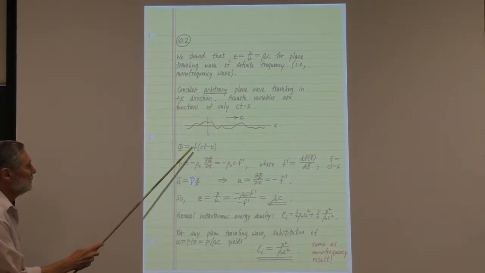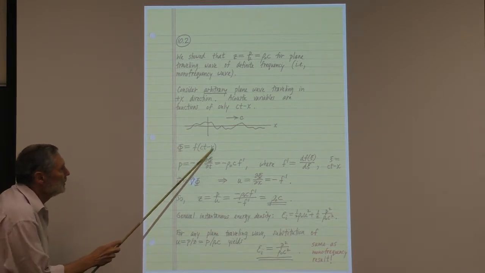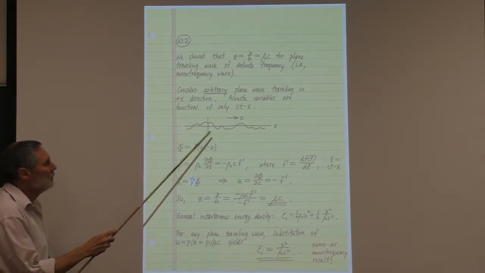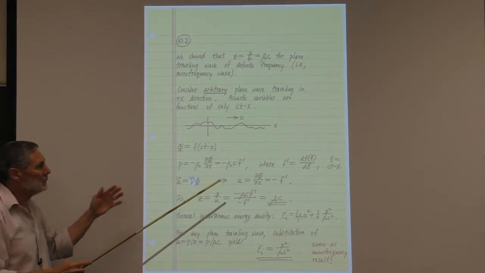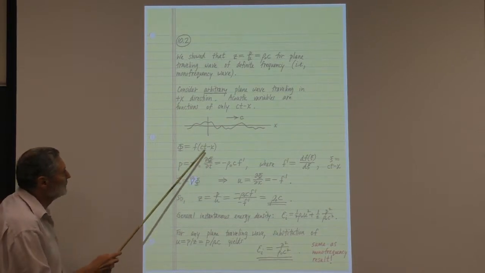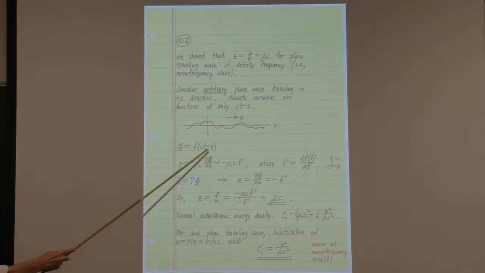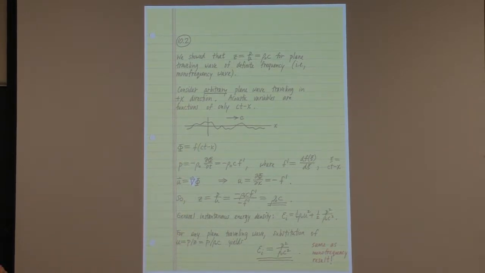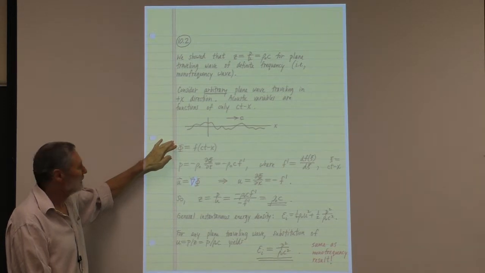We don't know what f is, but we know that it has to be only a function of one variable. When you write down a wave like this, in general, it's a function of two variables, x and time. But for a plane wave traveling in one direction, it can only be a function of this variable. If it was traveling in the left direction, we'd have a plus sign here. This turns out to be enough to solve the problem, interestingly enough.